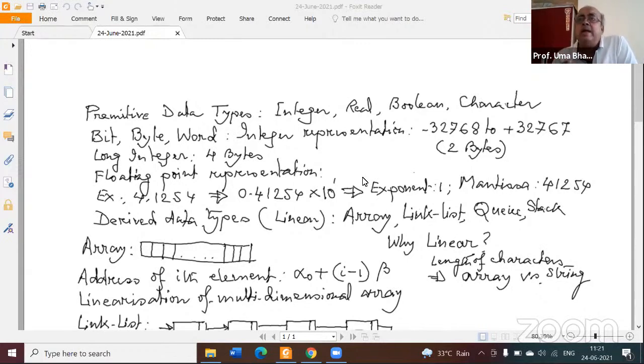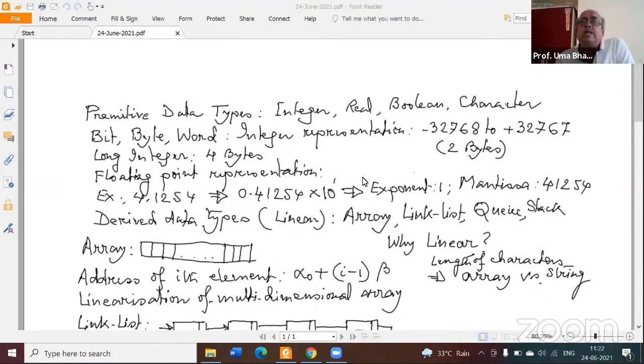unoccupied. And since each individual space has to be fixed in size, you cannot have different types of variables in the same array. Integer takes say 2 bytes, real takes maybe 4 bytes, character takes 1 byte. So whenever you define an array, you have to define an array of integers or an array of reals. You cannot have an array where some are integers and some are real.